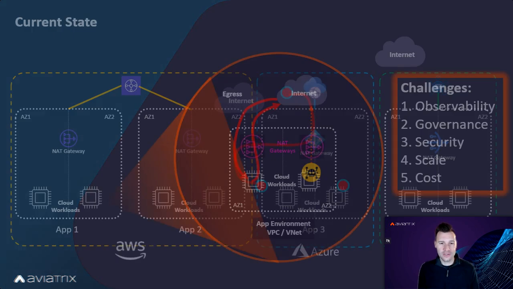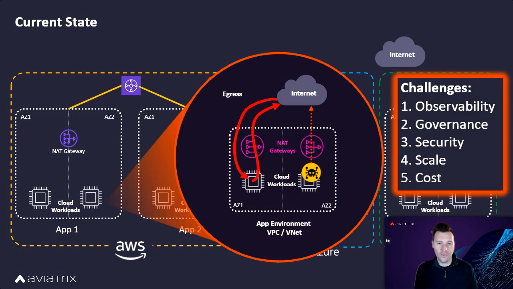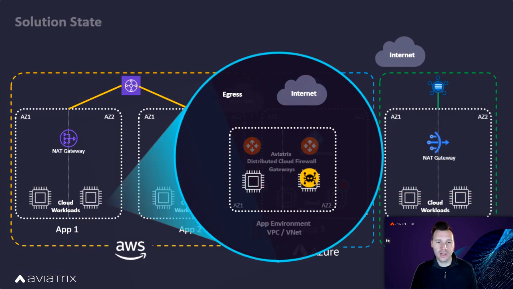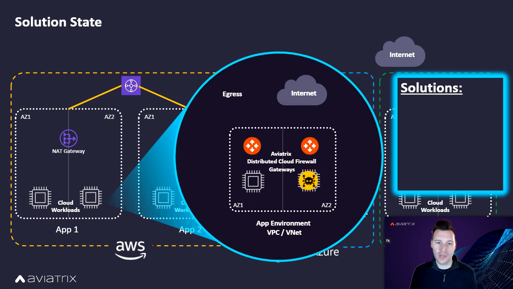So we talked about all the issues that we've seen before. What if we changed these out and we started utilizing Aviatrix Cloud Firewall Gateway? So again, these are one-to-one NAT gateway replacements. We can do it in multiple availability zones. We can single arm it into a single availability zone. It's really up to your individual design choices. And what these are, Aviatrix spoke gateways. They have the ability to do the NAT functionality that you're expecting.